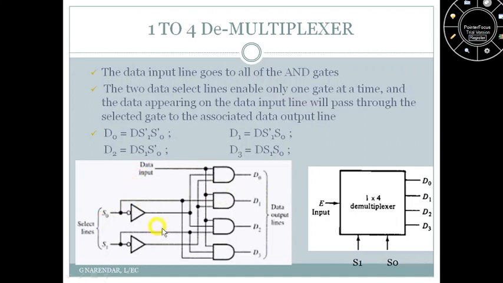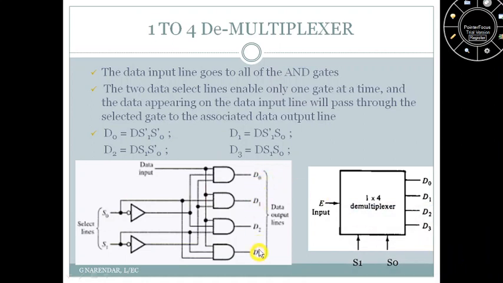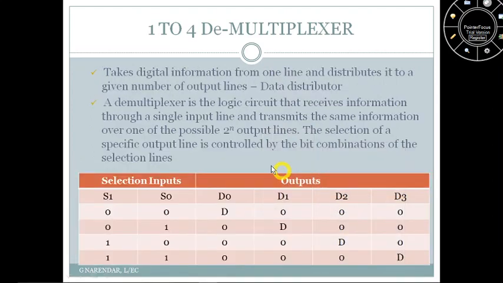And to draw this circuit, we can derive the algebraic equations for all these output lines from the truth table that we have discussed previously. From this truth table we can obtain the Boolean expressions for all the 4 outputs, that is D0, D1, D2 and D3. And once we obtain the Boolean expressions, then we can draw the logic circuit using the logic gates.